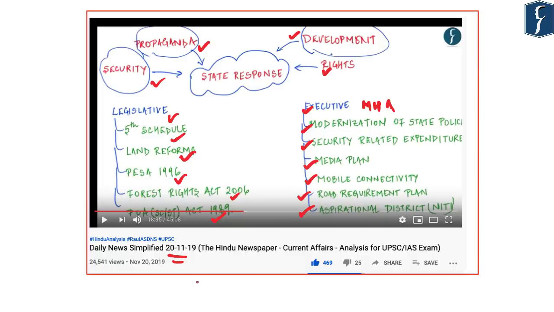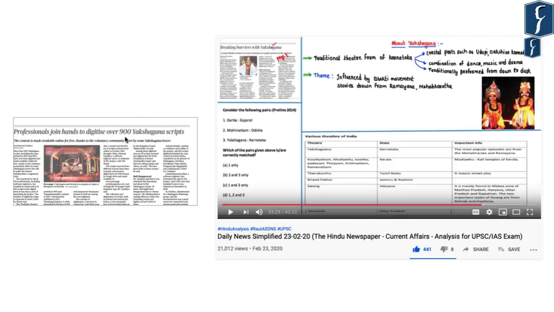Now, this news item on page number 8 is important from the perspective of art and culture. Professionals join hands to digitize over 900 Yakshagana scripts. More than 900 Yakshagana scripts, including the ones printed in 1905 and 1907, have been digitized and made available online for free, and this has been done by a set of volunteers.